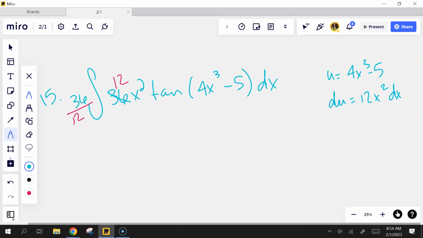So I end up with 3 times the integral of tangent u du. What is the antiderivative of tangent?